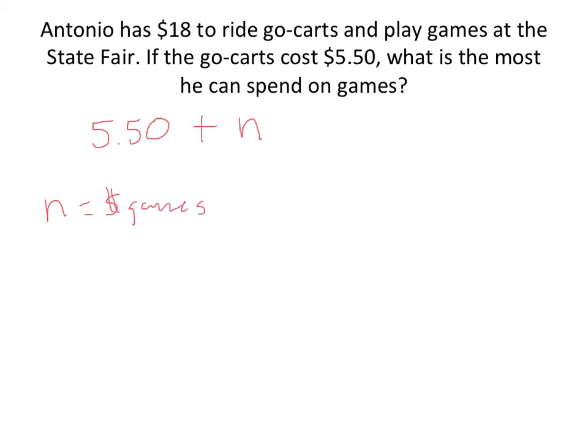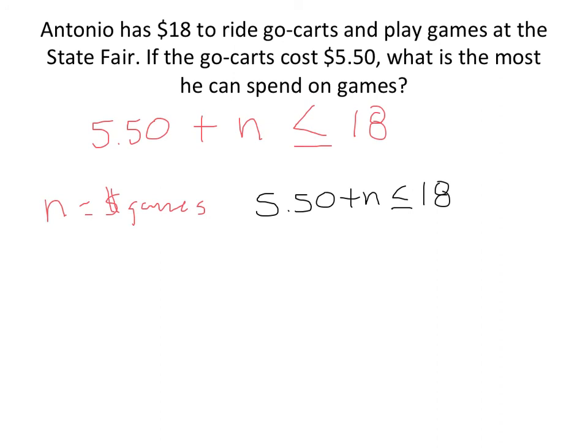We know that Antonio only has $18. When you're spending money, you can never spend more than what you have, so it has to be less than that. But he can go all the way up to 18, so that means it can be equal to 18. Now that we have written our inequality, let's solve for what the cost of the games can be.